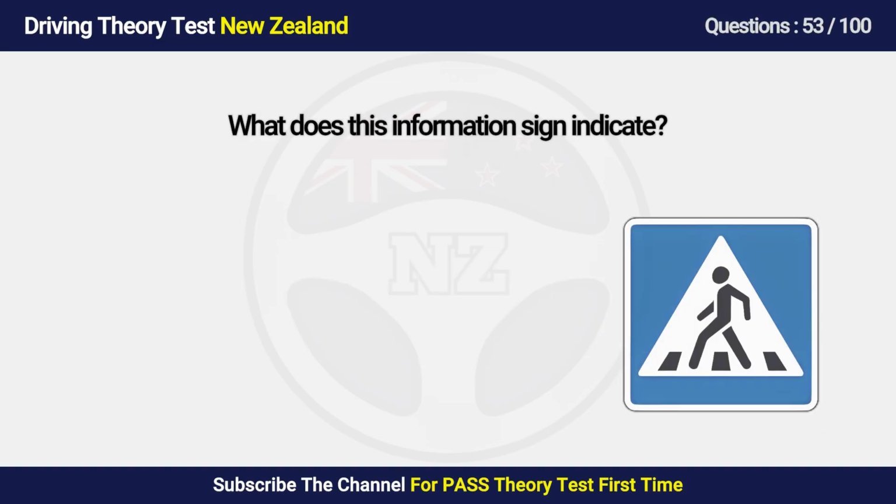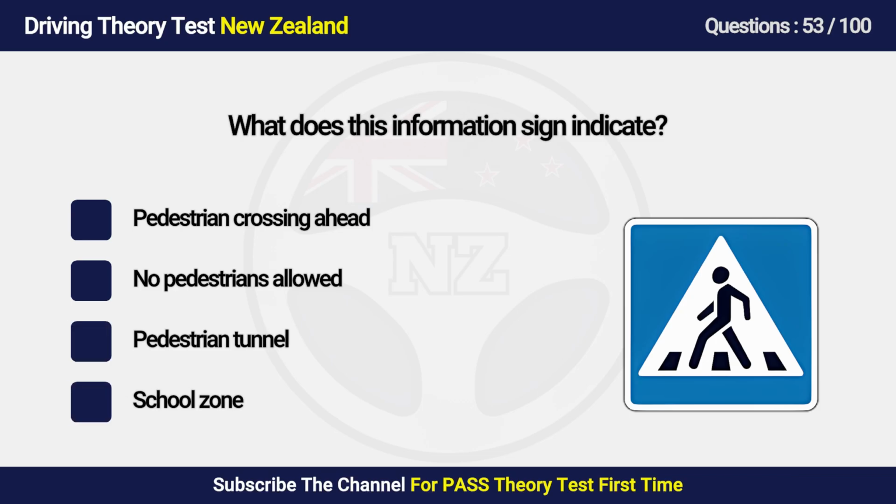Question 53. What does this information sign indicate? A. Pedestrian crossing ahead. B. No pedestrians allowed. C. Pedestrian tunnel. D. School zone.